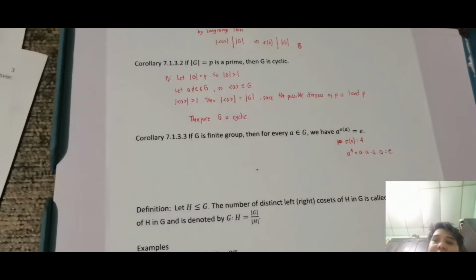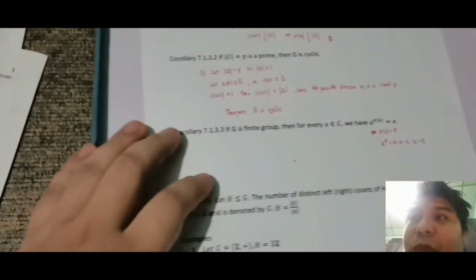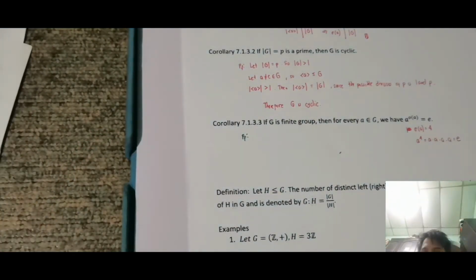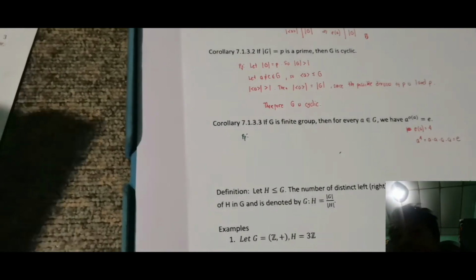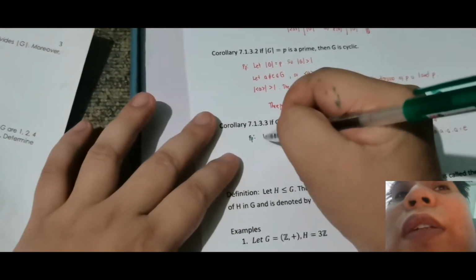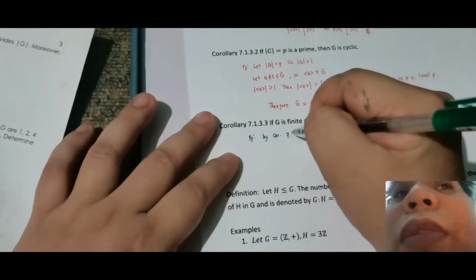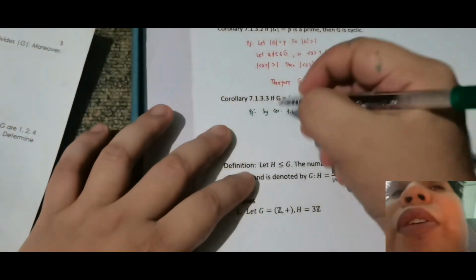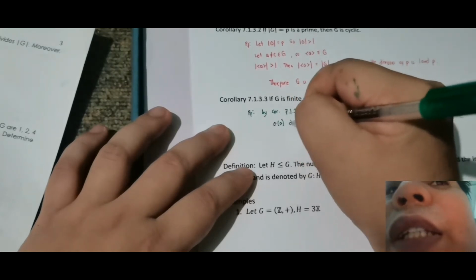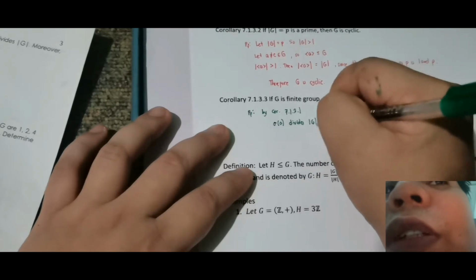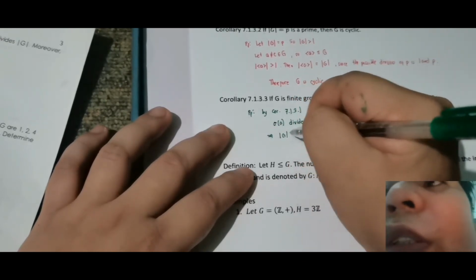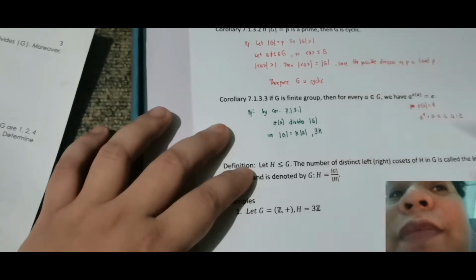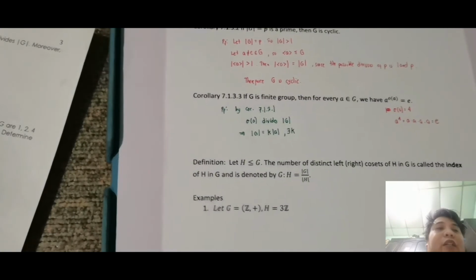So, I think napakadali na lang siya, no? Ito yung proof. Okay, so by corollary 7.1.3.1, we all know that the order of A divides the order of G. And this implies that the order of G is equal to K times the order of A, or cardinality of A na yan, for some K. Okay, so by definition of divisibility.